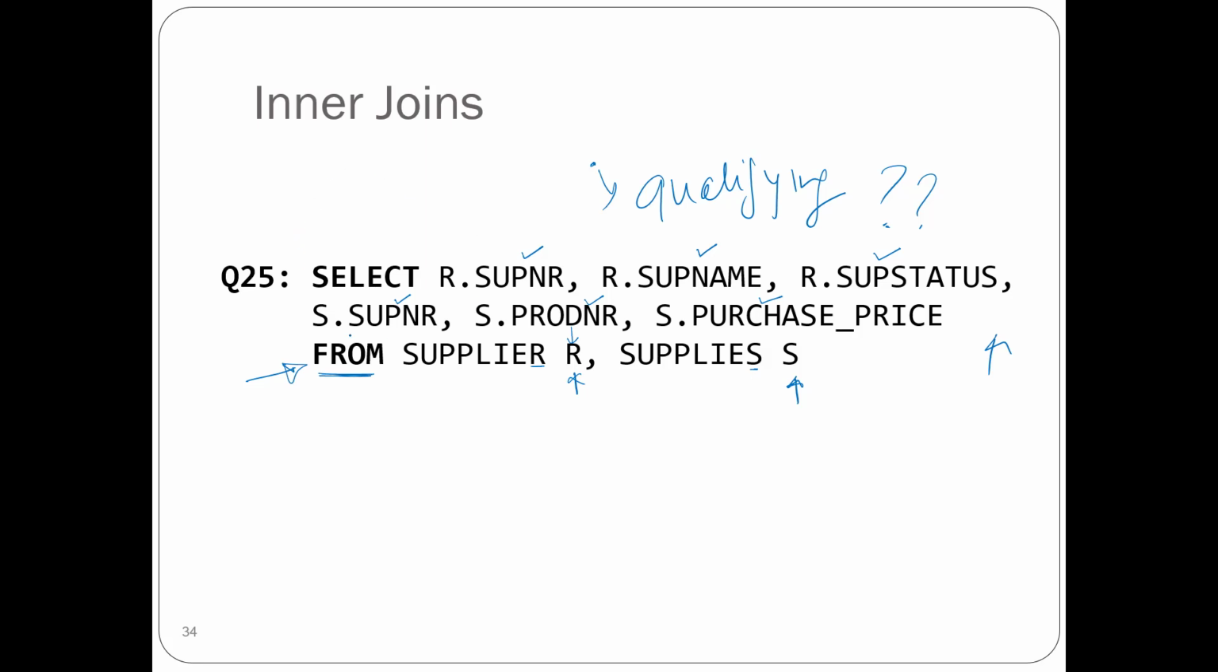Fine. So if you understand the from part, you can come over here. Select r.subnr, which means the subnr from the supplier, r.subname, which is the subname from the supplier, r.substatus means the substatus of the supplier. s.subnr means the subnr from supplies. s.prodnr means the prodnr from supplies.